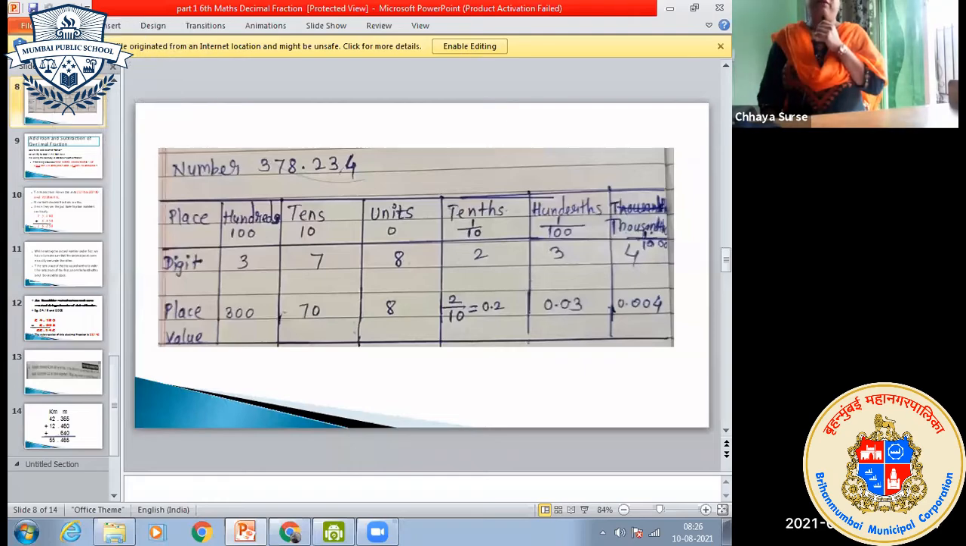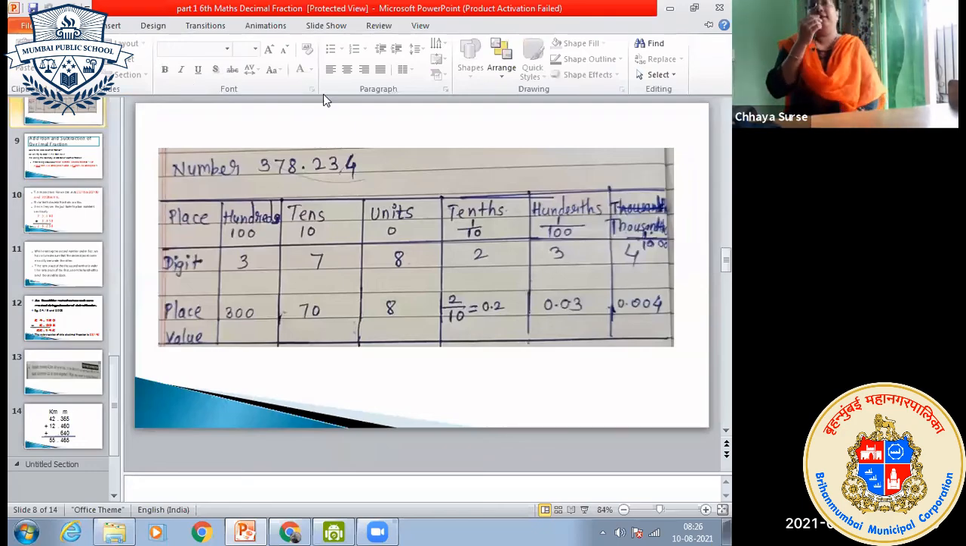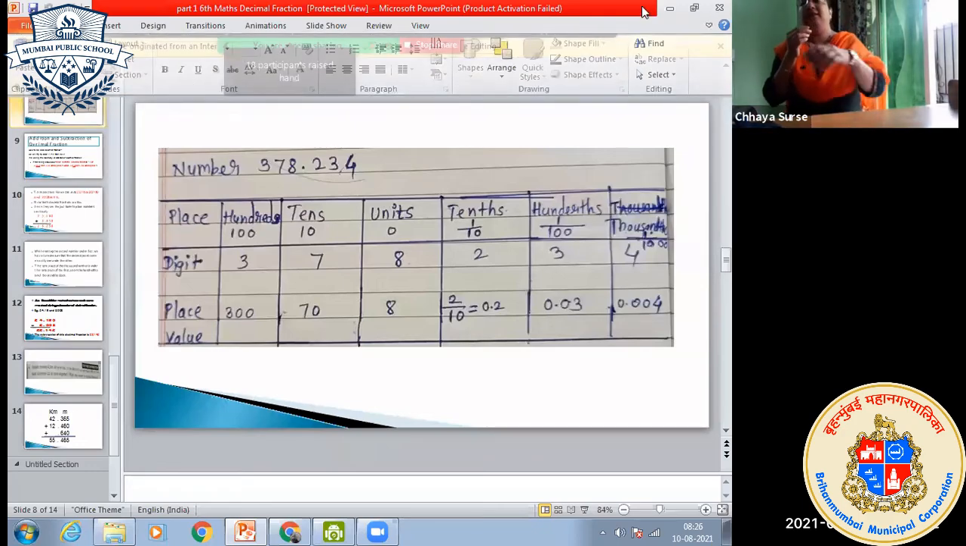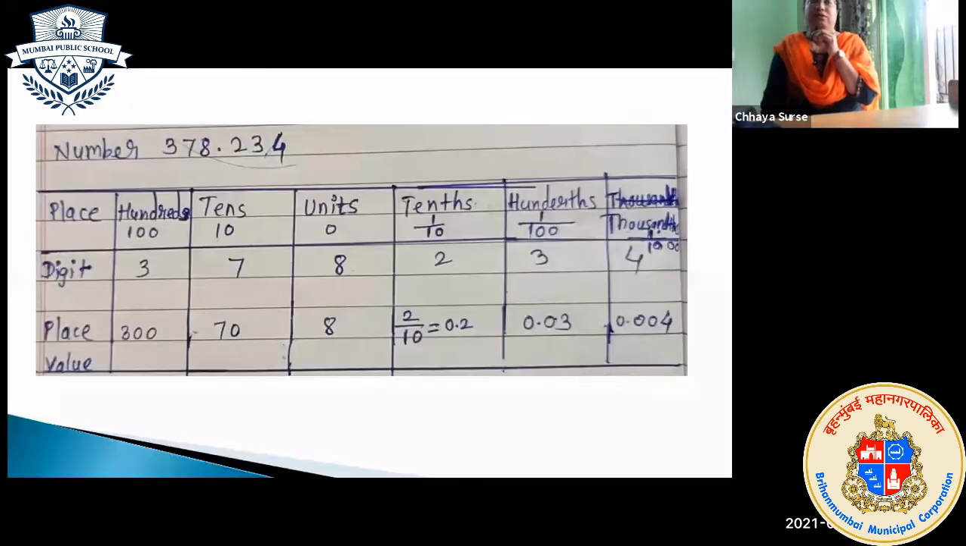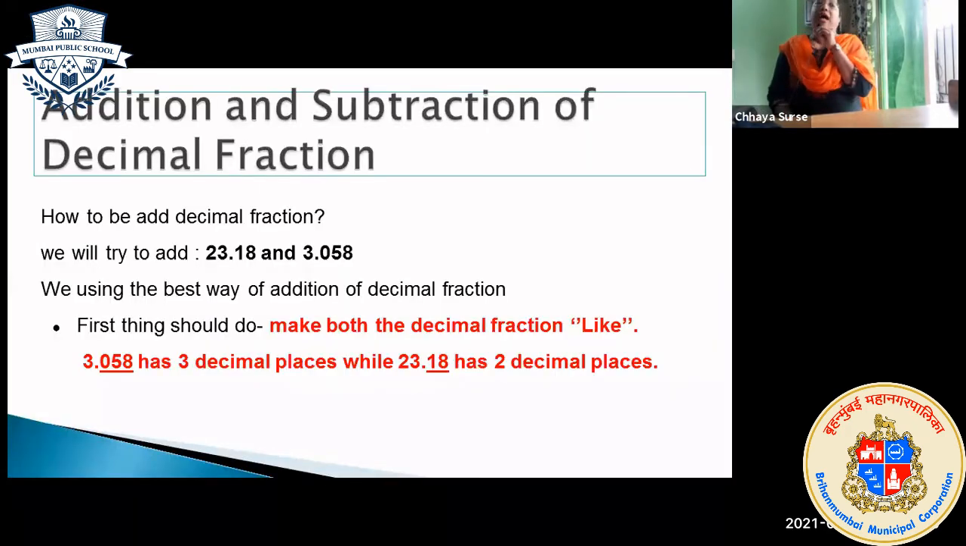So this is the place value, and now we learned about how to add the decimal fractions. Now the addition and subtraction of decimal fractions. In this next unit, we will learn about addition and subtraction, how to add and how to subtract the decimal fractions. Here is some example.